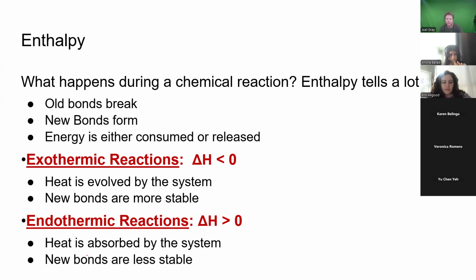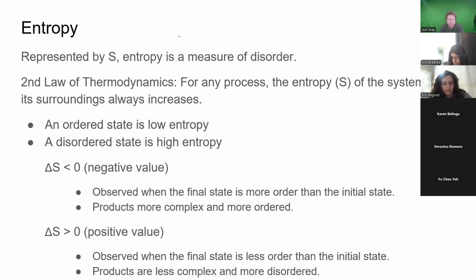Enthalpy. What happens during a chemical reaction? Well, enthalpy tells us a lot. First of all, old bonds are broken, new bonds are formed. Energy is either consumed or released. An exothermic reaction is where delta H is less than zero. Heat is evolved by the system, and newly formed bonds are more stable than their predecessors. Endothermic reactions: heat is absorbed by the system, and new bonds are less stable than their predecessors.